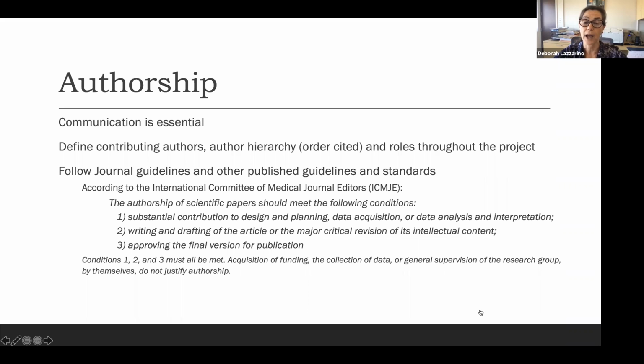But we try always to be inclusive of people that have contributed. Intellectual contribution can come in many ways. So that's where being collegial and having these conversations and being fair and understanding of all contributors is really essential. Acquisition of funding alone, collection of data alone, or general supervision of people in the lab doesn't justify authorship. So it's a really important conversation to have throughout the project. And I really encourage you to do that.